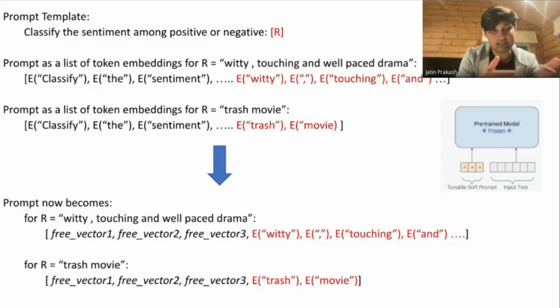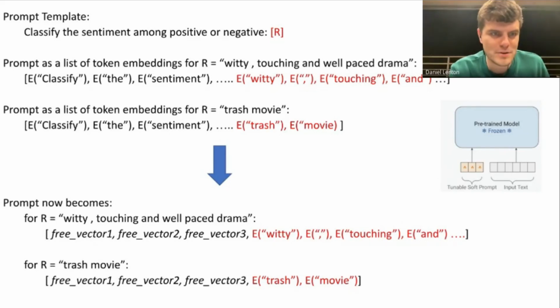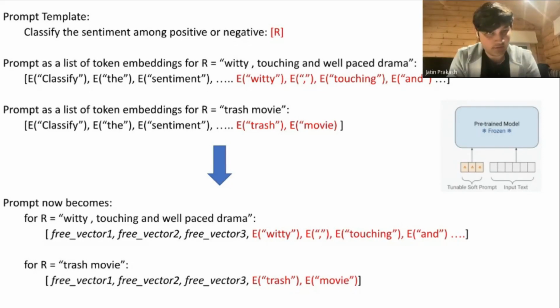Similarly, let's say if my R is "trash movie," like the other one, "the witty, touching, and well-paced drama," then my prompt would now become these 3 free vectors followed by the review. My question is, does "classify the sentiment among positive and negative" remain in the prompt as well or not? It doesn't. It's not in the prompt.